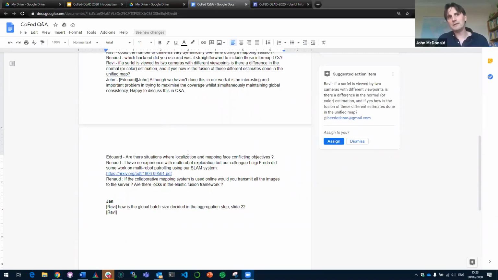So we can handle things like receiving the images and unpacking them, but the actual mapping process itself is single threaded. Yep, makes sense. Okay, thank you, John.